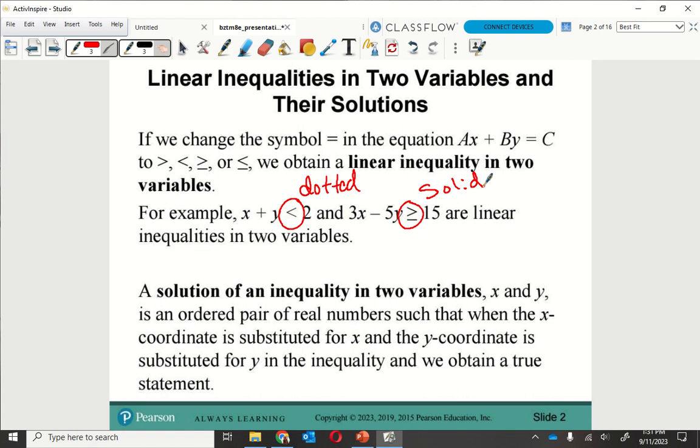So when we're graphing these things, we have to use what is given to us to be able to do this correctly. A solution of an inequality in two variables, x and y, is an ordered pair of real numbers such that the x coordinate substitutes for the x, the y coordinate substitutes for the y in the inequality, and we obtain a true statement. So we're not coming up with one answer now, we're coming up with a range of answers. And everything in that range should make this a true statement.